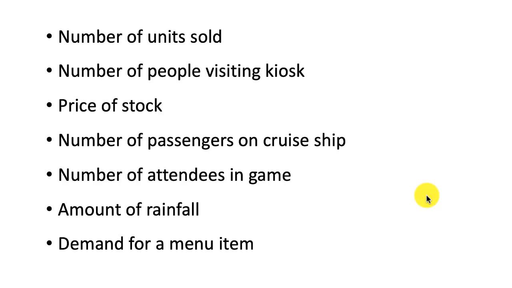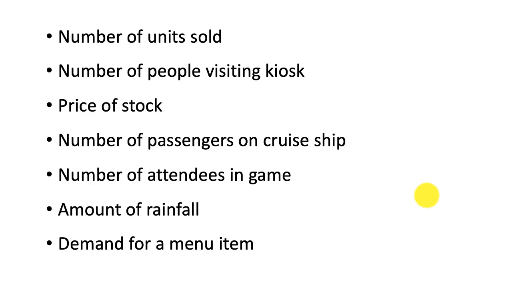So in regression, we are talking about making numerical estimates of things whose values we do not know. For example, how many units of a product are going to be sold, how many people might visit a kiosk, what is going to be the price of a particular stock, how many passengers may take a ride on a cruise ship on a particular route, how many people may attend a game, what might be the rainfall during a week or during a day or during a year.